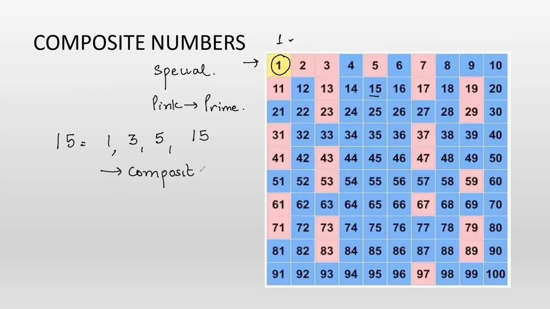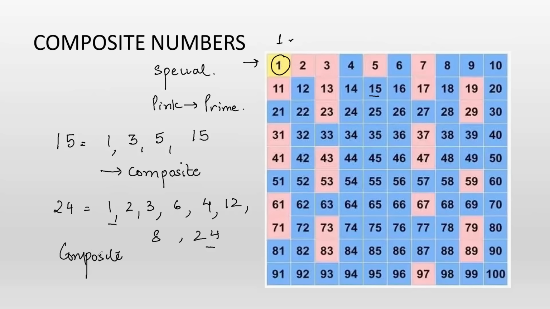Let us take another example, say 24. Now 24 has factors 1, 2, 3, 4, 6, 8, 12 and 24. Since it has more than two factors, that is, other than 1 and the number itself, this is also composite.